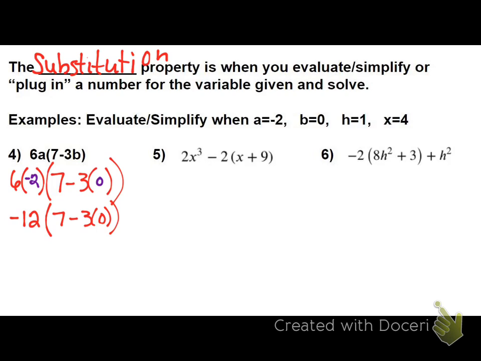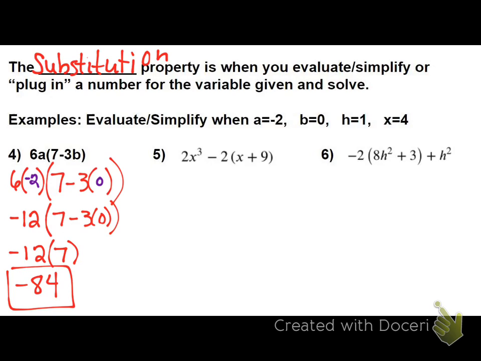Which would you prefer to do, distribute or order of operations? Okay, order of operations. What would you do first, Ben? Times 3 by the 0, which is going to be 0. So now I have negative 12 times 7 minus 0. Do I need to even put that minus 0 in there? No. So basically I just have negative 12 times 7 at this point. What's negative 12 times 7? I think I have it, but my math isn't always the best in my head, so somebody help me out. Negative 12 times 7 is negative 84. Do you all agree? Okay.